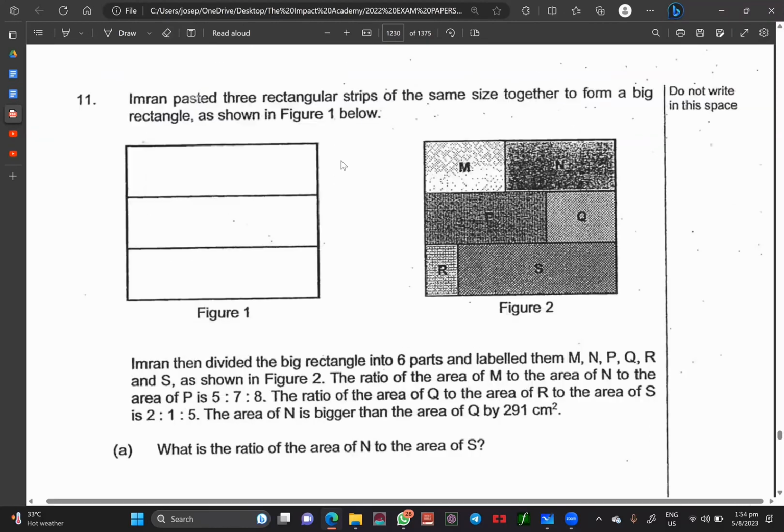Hi everyone, today we are looking at a question like this. Now, as you can see over here, it says that Imran pasted 3 rectangular strips of the same size. So this is the first one. Can you see the first strip, the second strip, and then the third strip? You all understand so far? Okay.